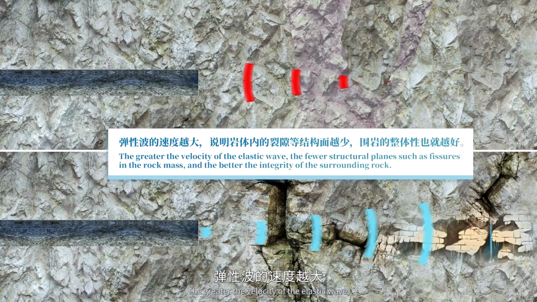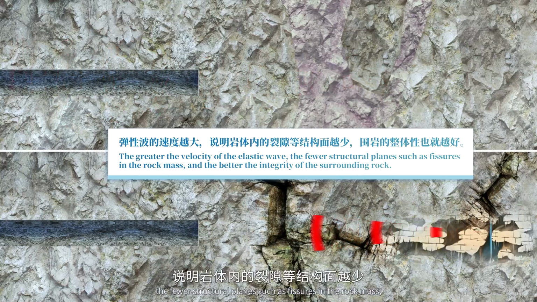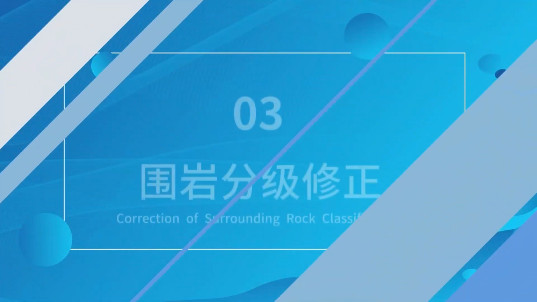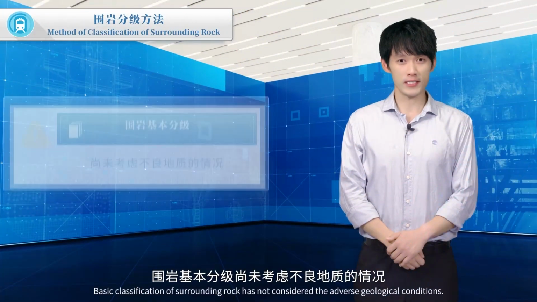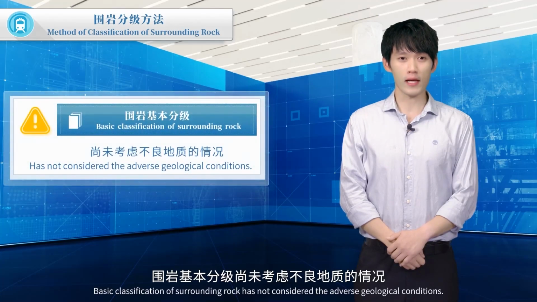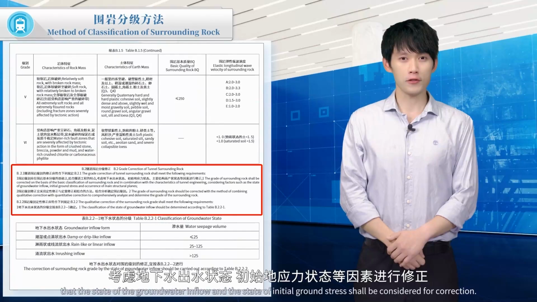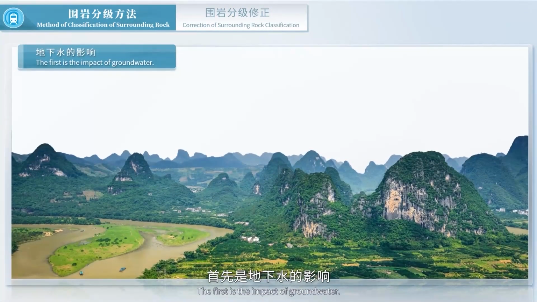The greater the velocity of the elastic wave, the fewer structural planes such as fissures in the rock mass, and the better the integrity of the surrounding rock. Basic classification of surrounding rock has not considered the adverse geological conditions. The code stipulates that the state of the groundwater inflow and the state of initial ground stress shall be considered for correction. The first is the impact of groundwater.